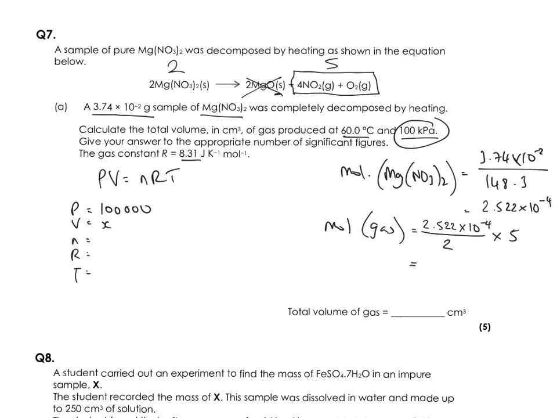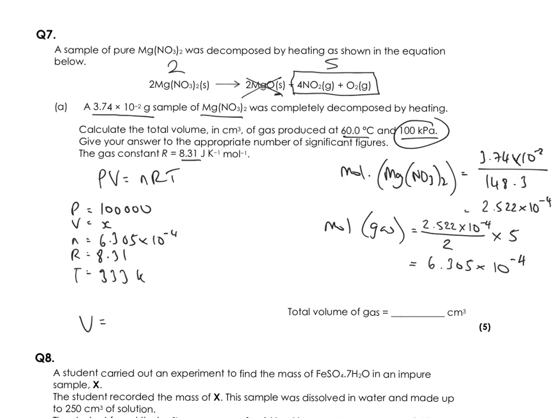So that gives me 6.305 times 10 to the minus 4. So that's what I'm going to use as my moles. The gas constant I've got is 8.31, and the temperature is 60 Celsius, but I need that in Kelvin, and that's 333 Kelvin. So now I rearrange to find volume.